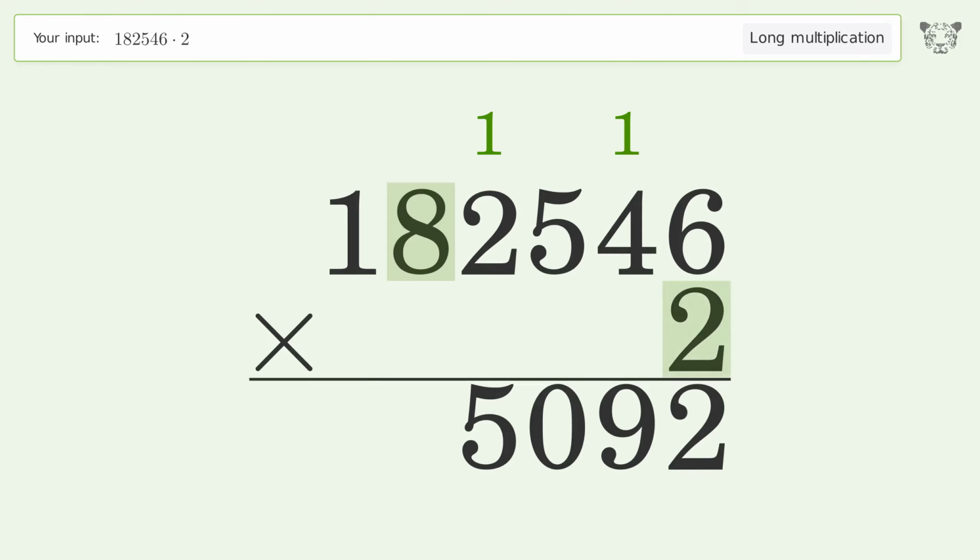8 times 2 equals 16. Because the result is greater than 9, carry the 1 to the hundred thousands place. 1 plus 1 times 2 equals 3. And so the final result is 365,092.